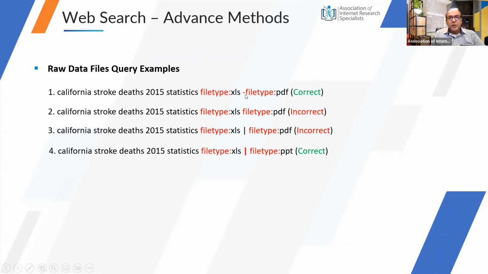Because of putting it as a minus, or removing the PDF results, you don't really need to put the OR. It's because the minus file type is now changing, or metamorphosing, into another function, which is to eliminate something. And then XLS is what is supposedly an absolute command to ensure that the results are delivered from XLS only.